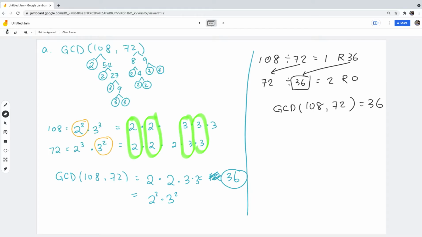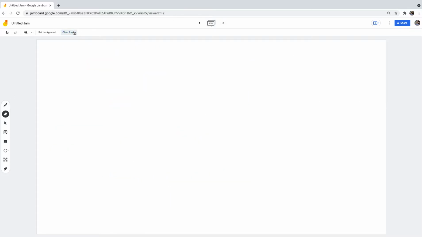Oh, sorry. How about I will just rewrite that. Okay, let me copy that down. So I have GCD of 108 and 72 as 36, right? Okay. Let me just clean that. And let's solve this kind of problem.